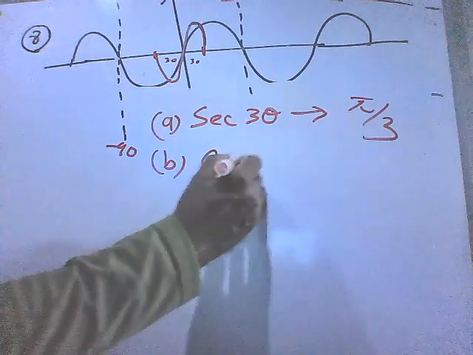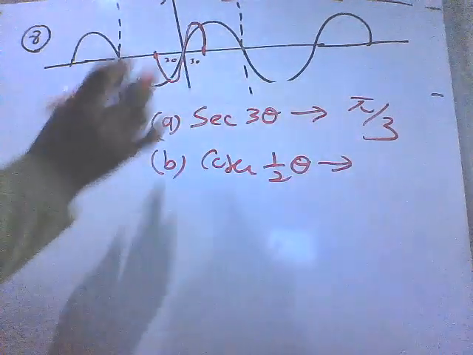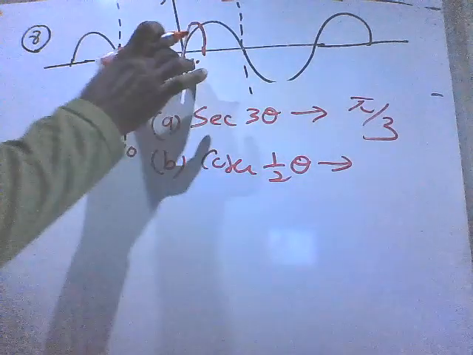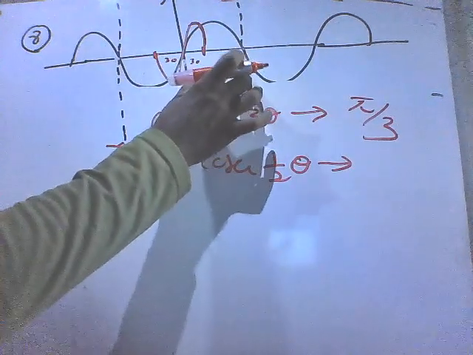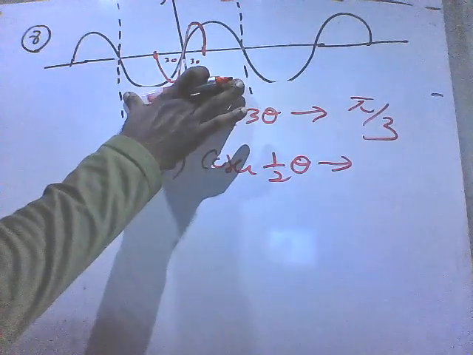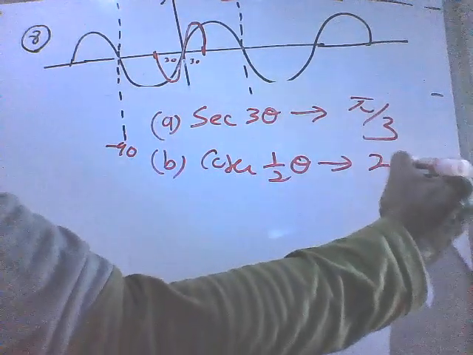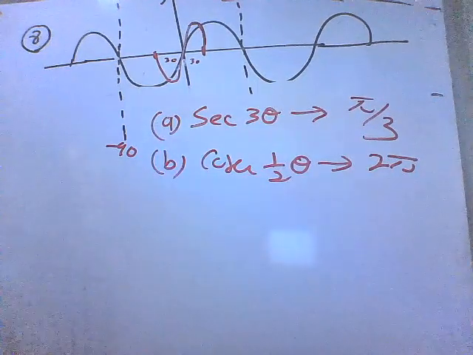cosec half theta. So then it gets doubled. This also doubles, this also doubles. So normal is pi, right? Pi over 2 becomes double, pi, then 2 pi.